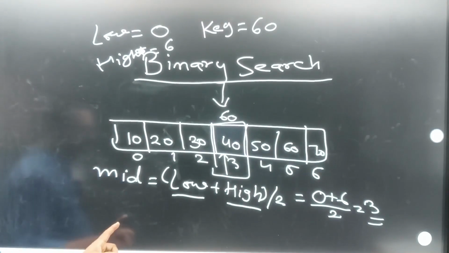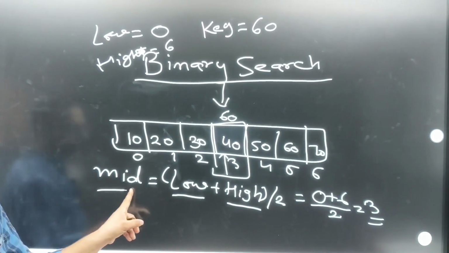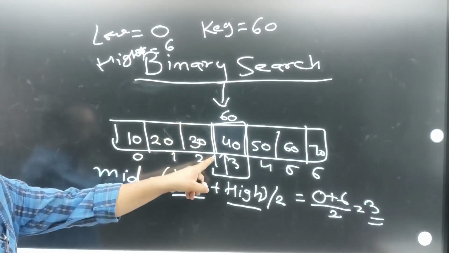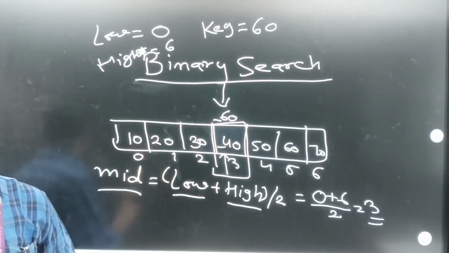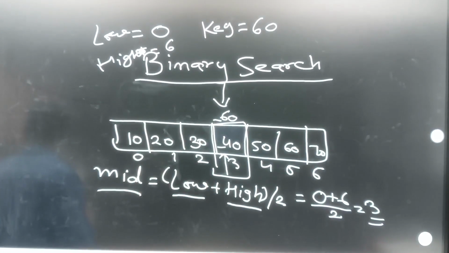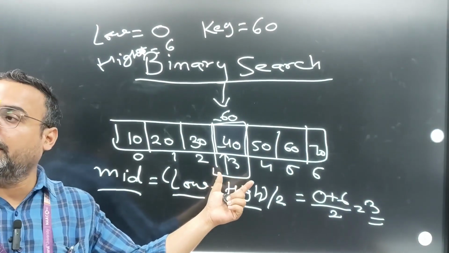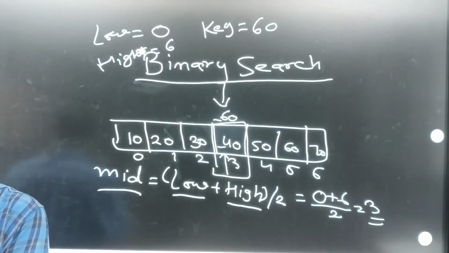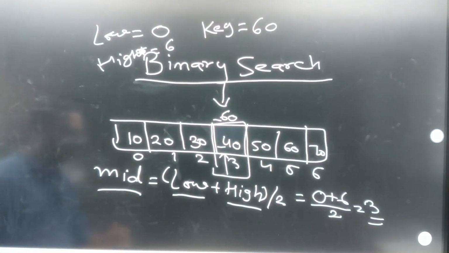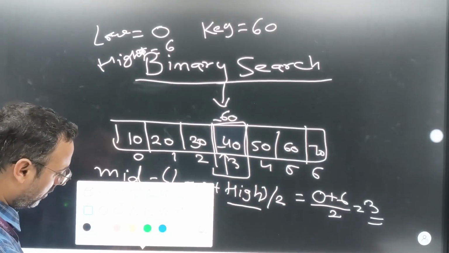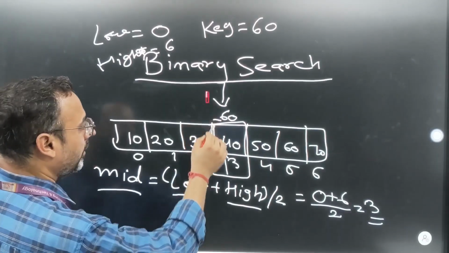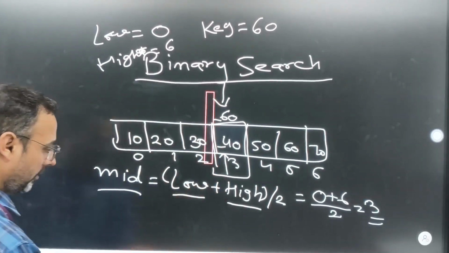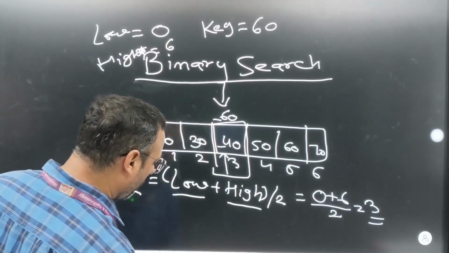Now I want to check. So now the mid value has come to us, but if I compare this value with this value, we can see there is a mismatch. Okay, now we need to find this value in the remaining part. So our array is divided into two sections. Which two sections?